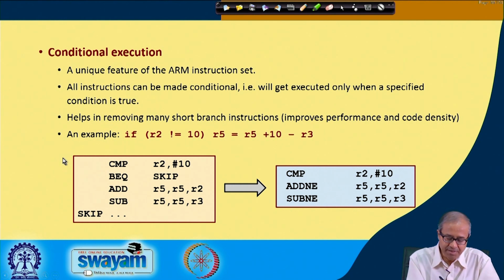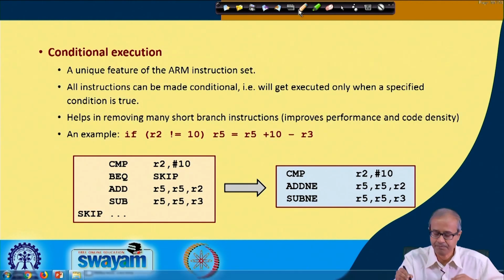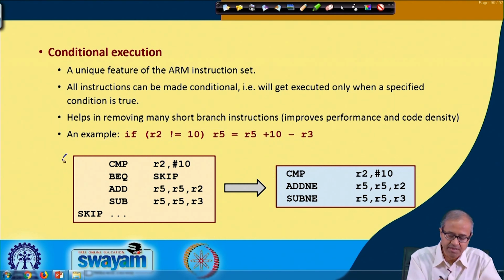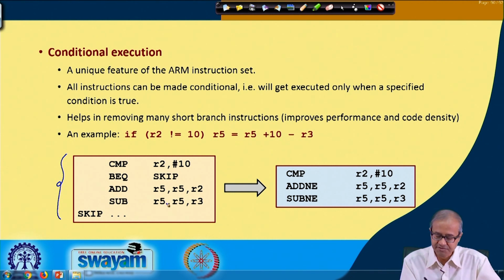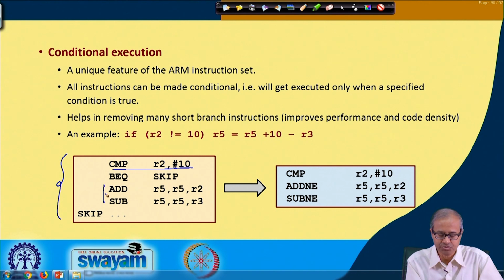Suppose this one I implement like this. Let us first see this implementation. So, what do I do? I have to check R2 with 10 whether it is equal or not equal. My requirement says if it is not equal, then do this calculation. So, I am comparing R2 with 10. If it is equal, then I am not supposed to do this, right. If it is equal, I am branching to skip, I am skipping these two instructions, right. But if it is not equal, then I go through this add and subtract.